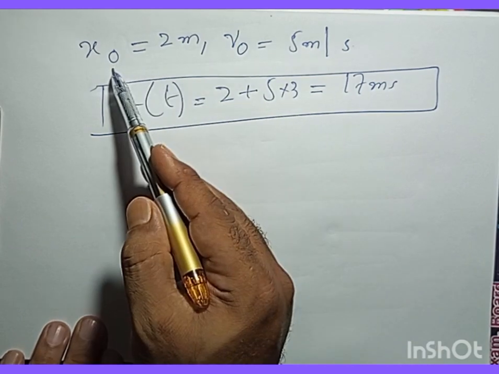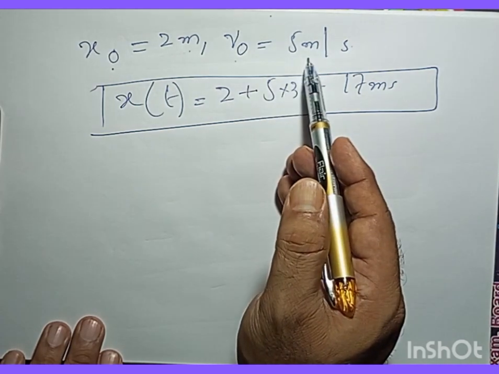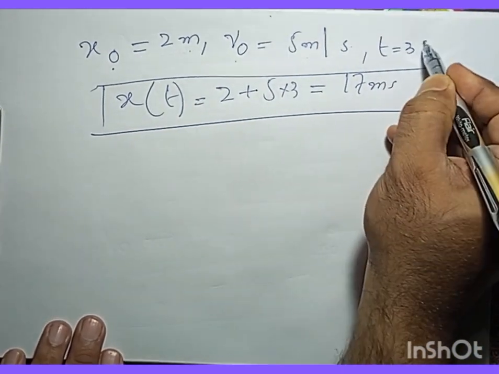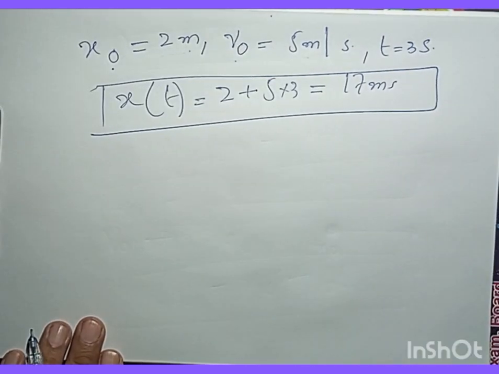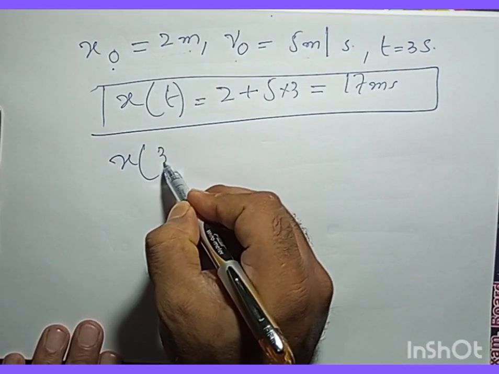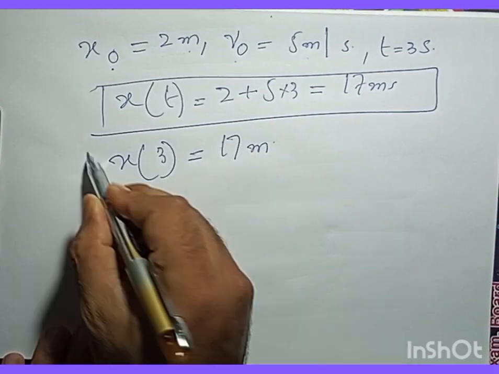If I choose x naught equal to 2 meters, the initial velocity equal to 5 meters per second, and t equal to 3 seconds, then the position of this particle after 3 seconds is 17 meters.